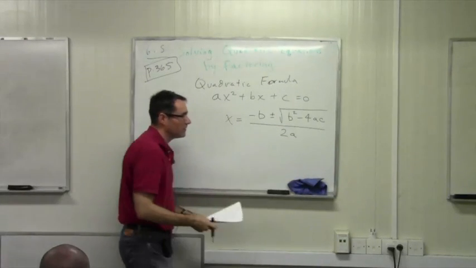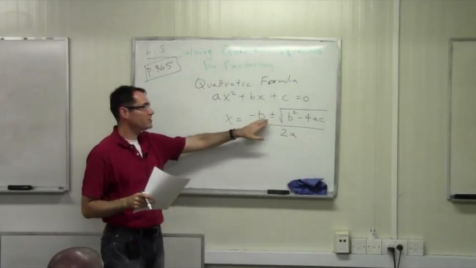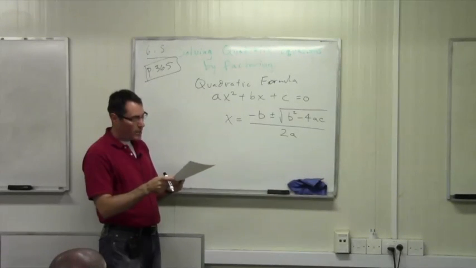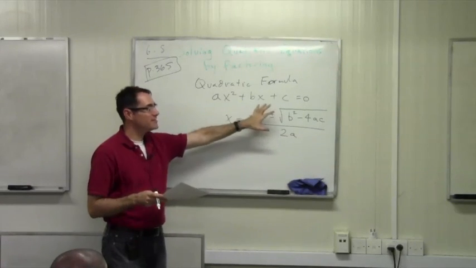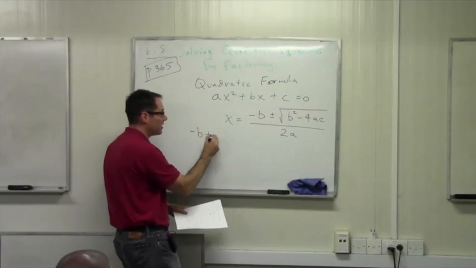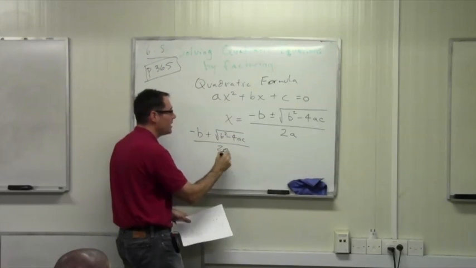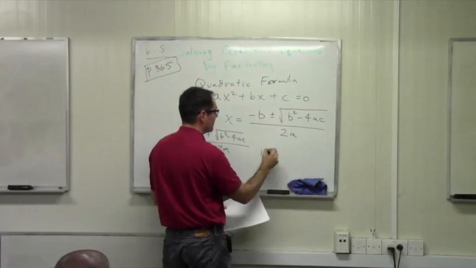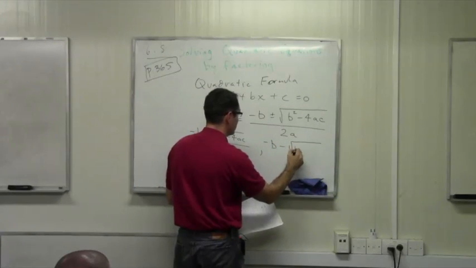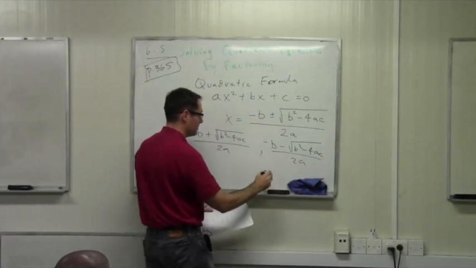All right. Here's how we're going to do this. And by the way, this is actually a simplified form, because really this means negative b plus the square root of b squared minus 4ac divided by 2a. And it also means, comma, negative b minus the square root of b squared minus 4ac divided by 2a.